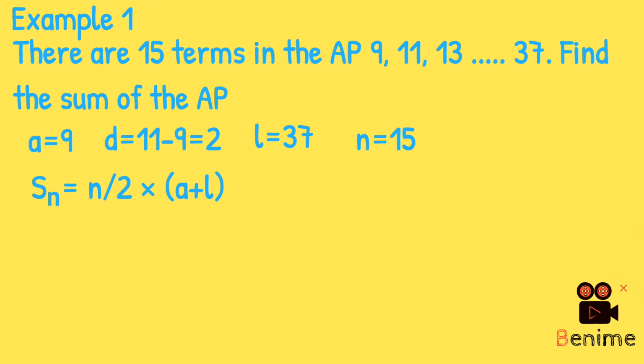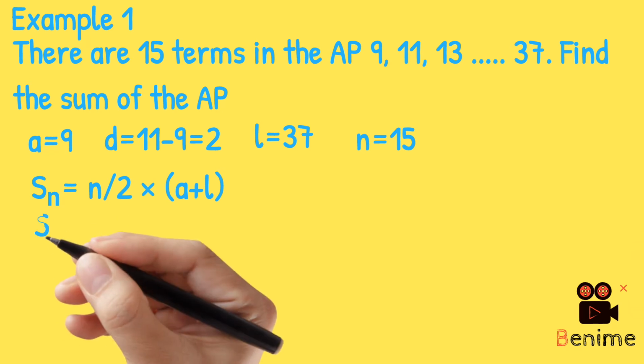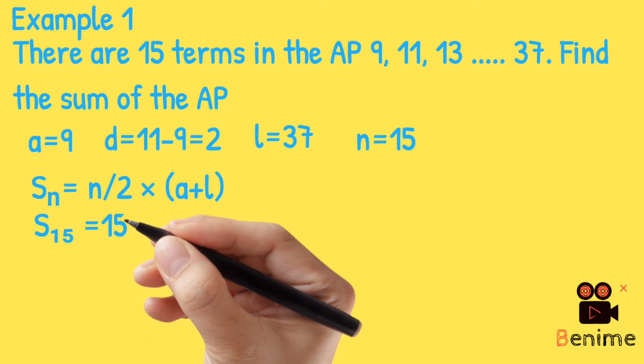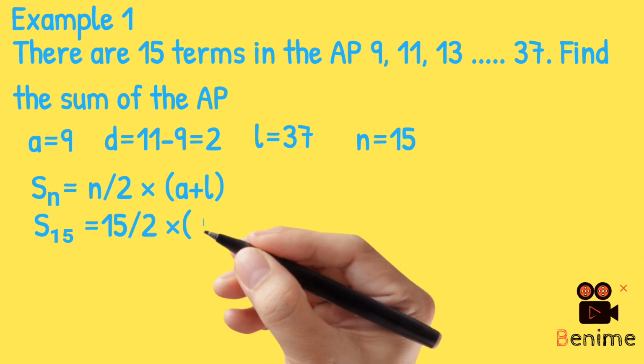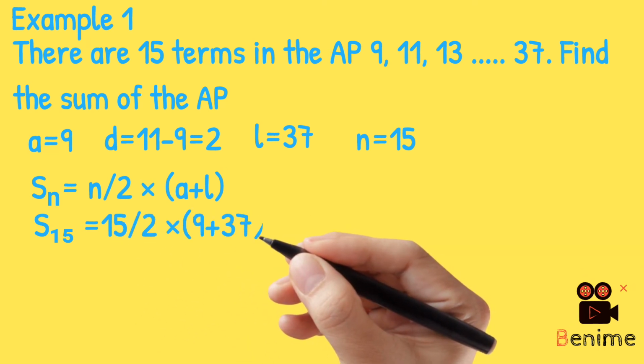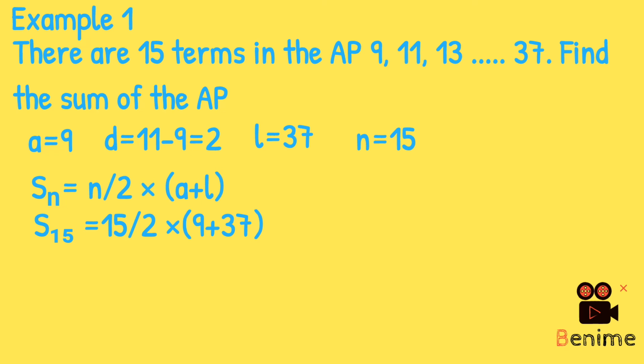So we have S15. I'm talking about S15 because we're finding the sum of the first 15 terms, so I'm using S15 now, no longer Sn. S15 is equal to 15 over 2, open bracket 9 plus 37. The n became 15, the a became 9 because the first term is 9, and the L became 37 because the last term is 37.